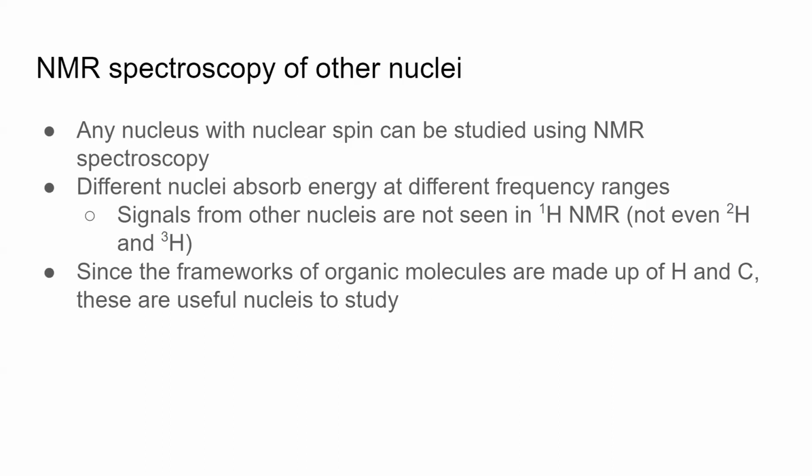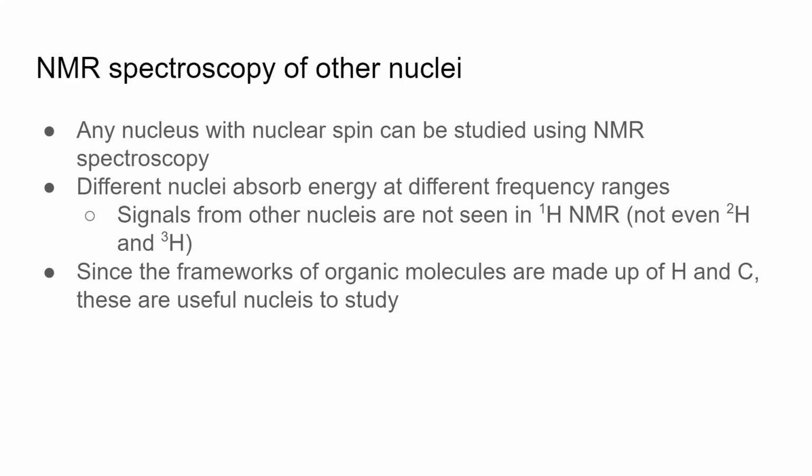And that's why you don't see signals from other nuclei in certain NMR spectroscopies, even if they are also active, they also have nuclear spin. So that's why when we were looking at proton NMR on Wednesday, we didn't see other signals from other nuclei. Even if we had something like fluorine, which also has a nuclear spin, we didn't see any signals from that because it has very different frequency ranges.